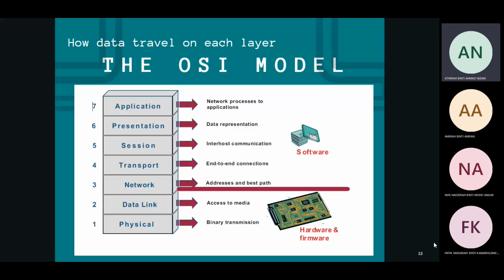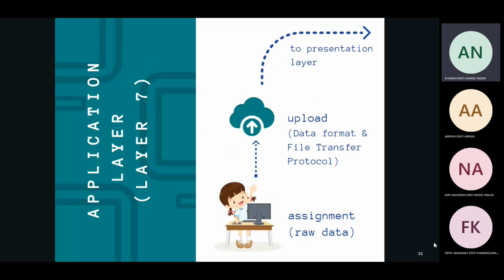Though it does not always map directly to specific systems, the OSI model is still used today as a means to describe network architecture. Next, I'm going to pass to NADZIRAH to continue this presentation.